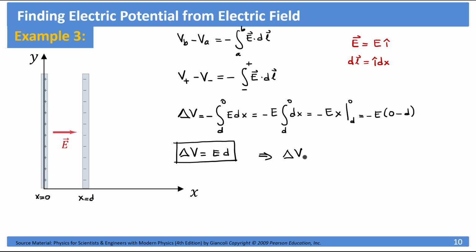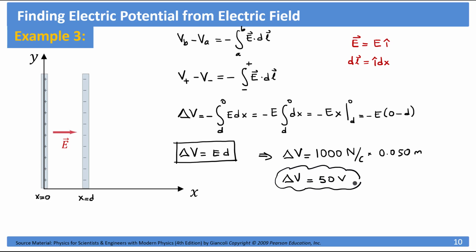So delta V is equal to, remember the electric field was 1000 Newton per Coulomb, and d is 0.050 meters. So if you calculate that, you're going to find delta V to be actually 50 volts. So this is our answer. Here, I should also point out that this answer does not really give us the exact potential that these individual plates are at. Rather, it's only giving us the difference between these two plates.